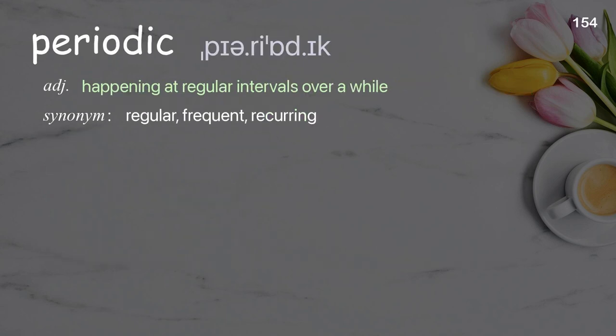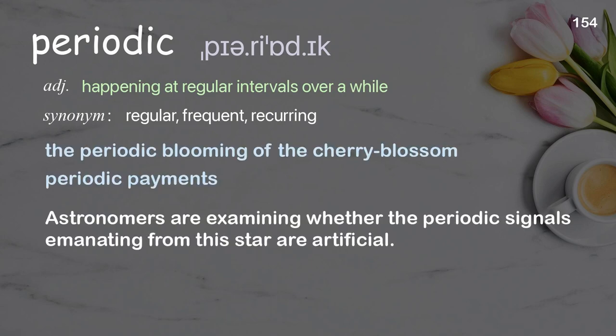Periodic. Happening at regular intervals over a while. Examples. The periodic blooming of the cherry blossom. Periodic payments. Astronomers are examining whether the periodic signals emanating from this star are artificial.